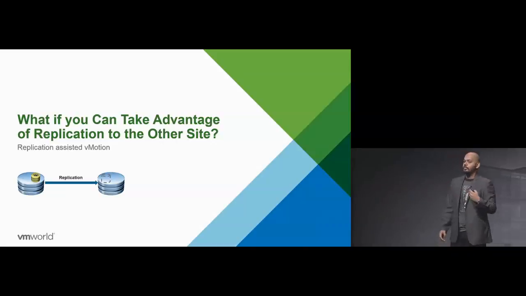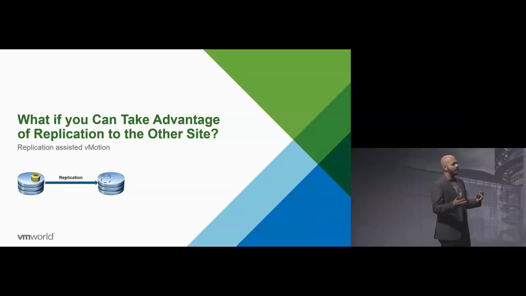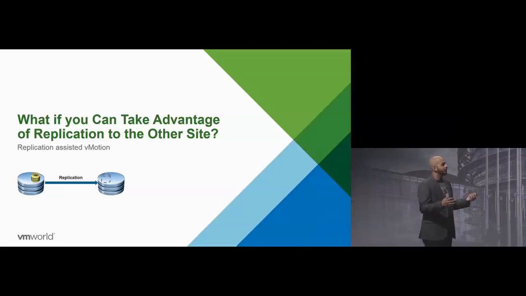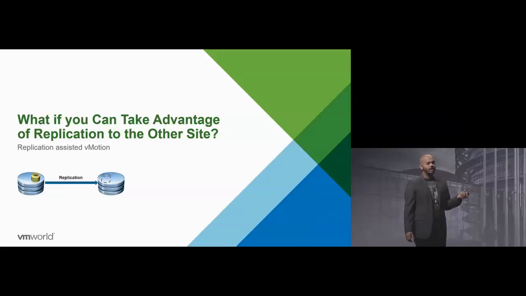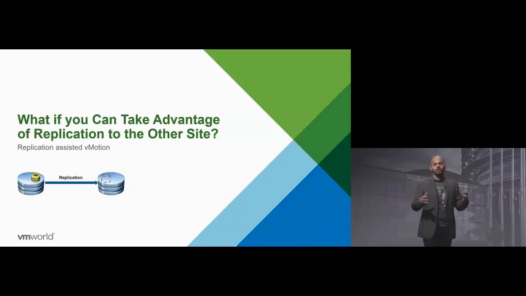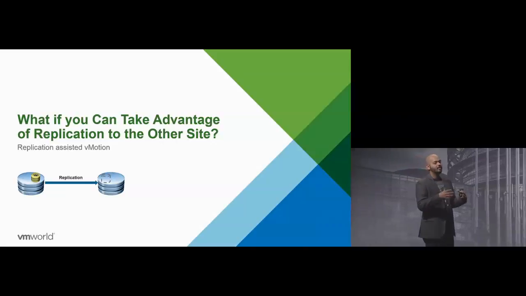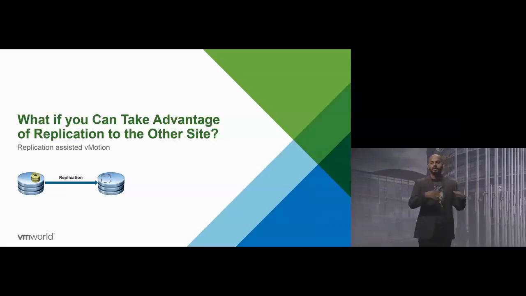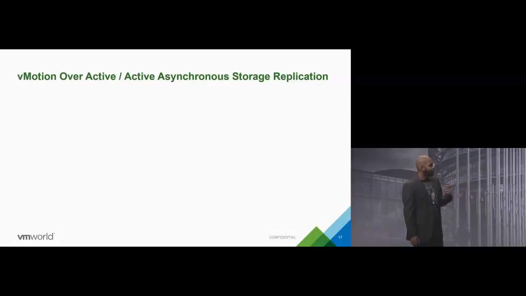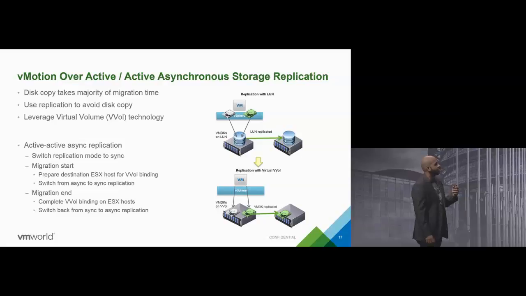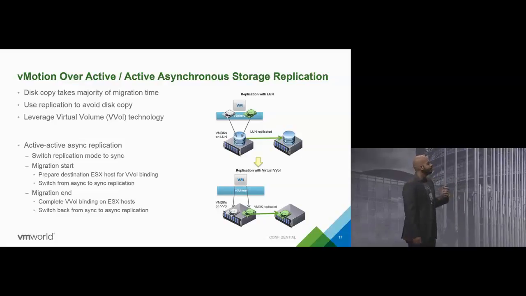Finally, as I spoke about before, you do have replication. If you have a replication story in your data center, then you can utilize replication-assisted vMotion. Now, why do that? We all know that data copy takes the majority of the time during migration. And if you already have a replica on a destination host, then why migrate the data again? It's just inefficient. So we do have vMotion across active asynchronous storage replication.